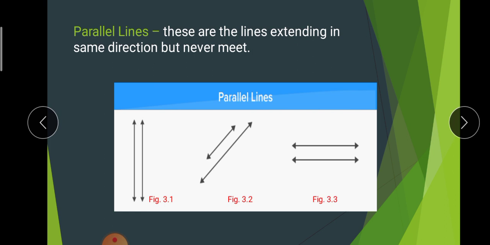For figure 3.2, it is an example of diagonal lines. As you can see, they never meet or intersect. Ganon din sa figure 3.3, which is an example of horizontal lines.